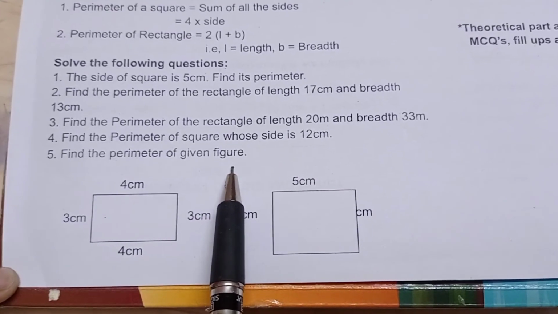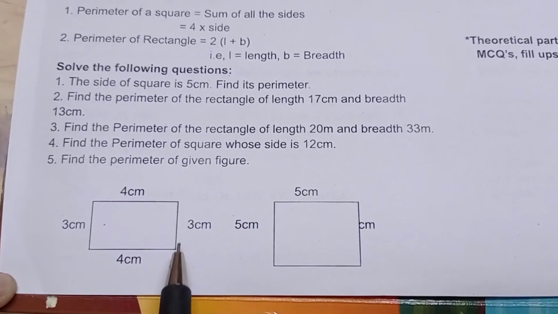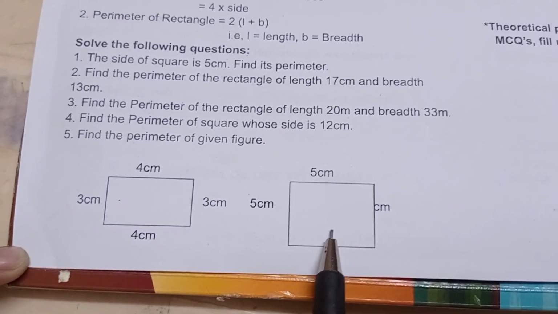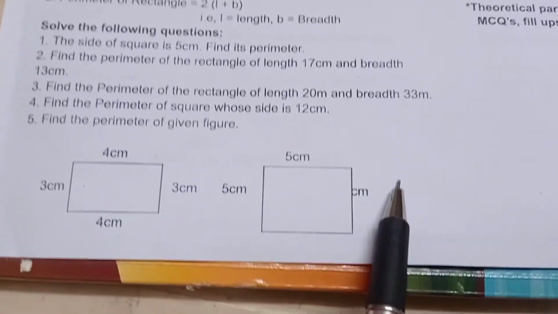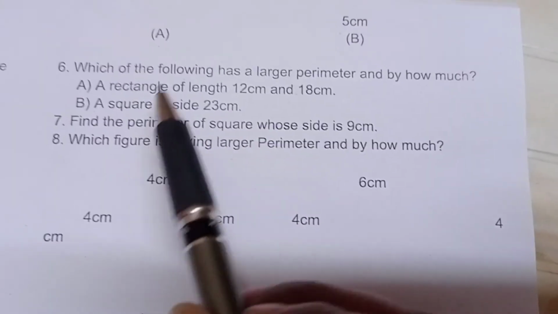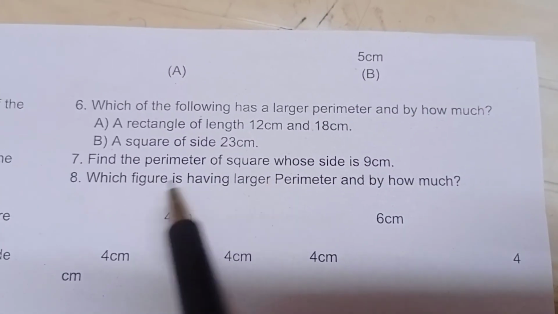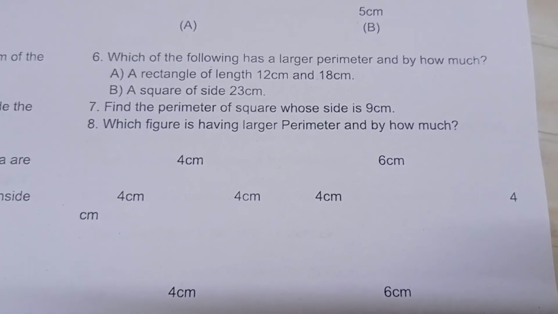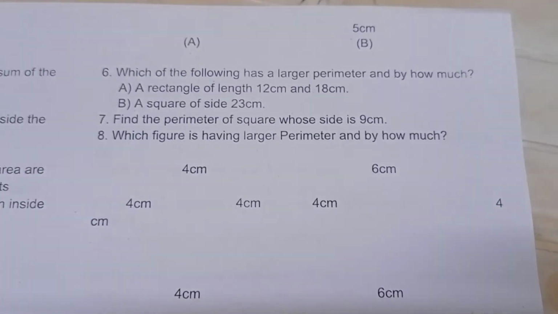Find the perimeter of the given figure. That you can find by adding all the sides: 4 plus 3 plus 4 plus 3. Same way, this also you can do. In this question, all the sides will be 5 centimeter. It is a square. Clear? So go through all these questions. As I told you, the 8th question you can leave as the figure is not completed. So solutions I'll send in the class group. Thank you.